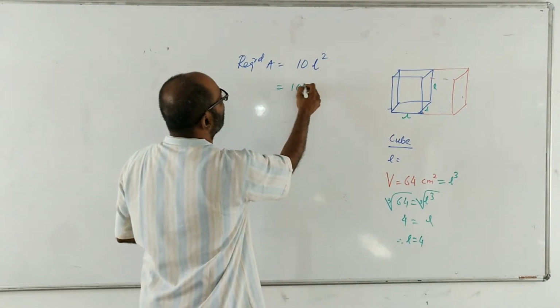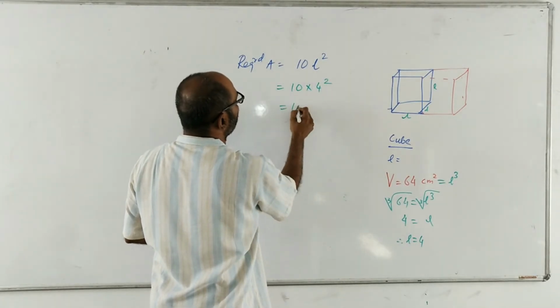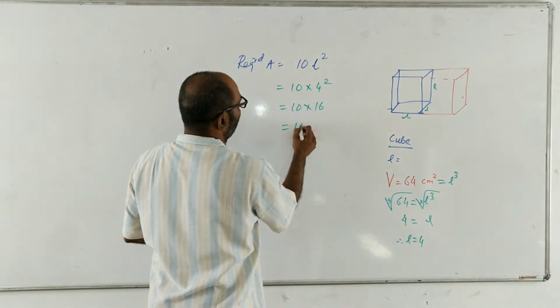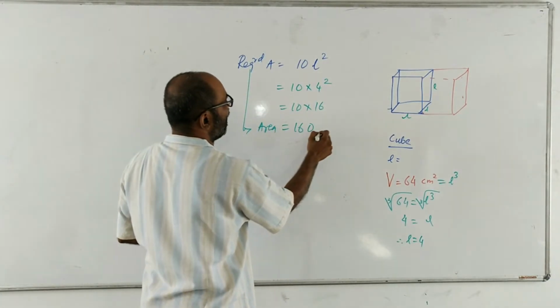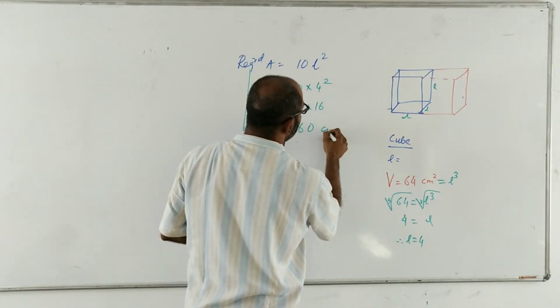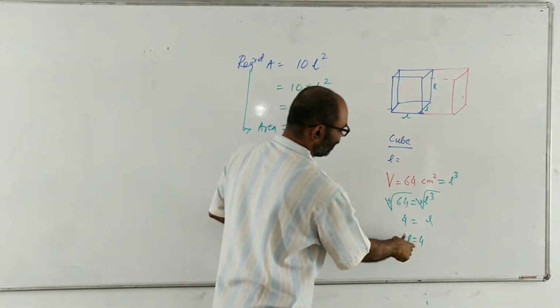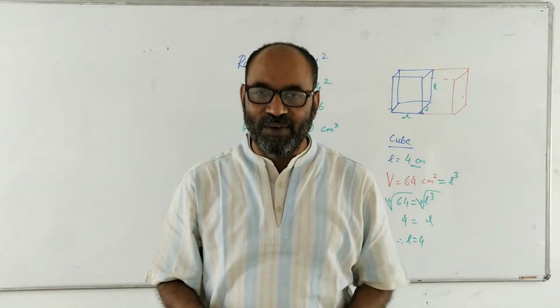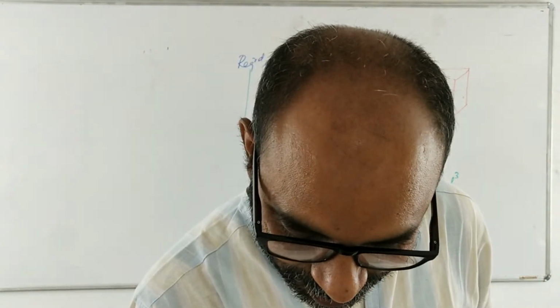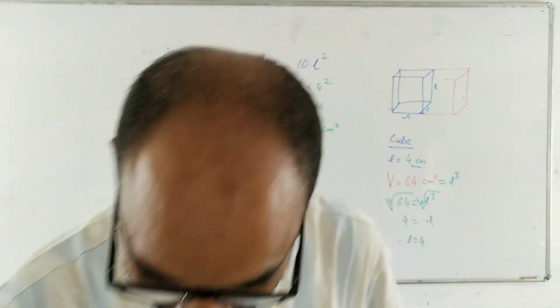Yes, put the value: 10 into 4 square, 10 into 16, and 160. Once again, you have found the area and it is centimeter, so centimeter cube. You got this L as 4 centimeter. And now you can easily find the total surface area. All right. So that was the fifth one.